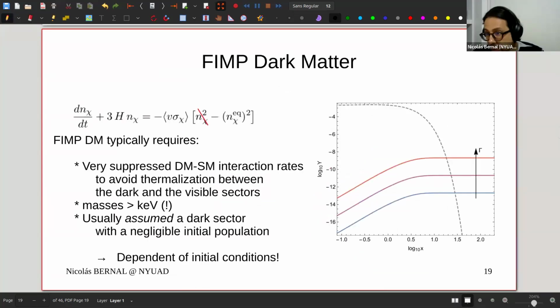So what does the FIMP require? You want to avoid thermalization between the two sectors. So you need very suppressed portals, very suppressed interaction rates between the two sectors to avoid thermalization.